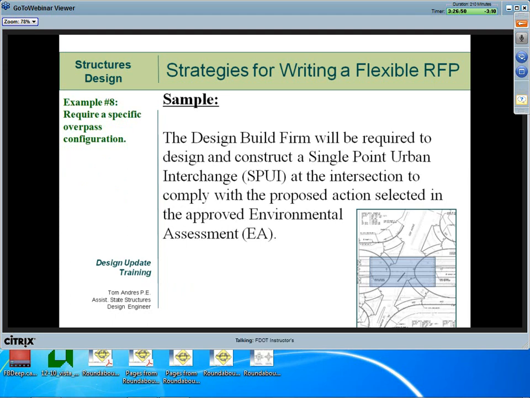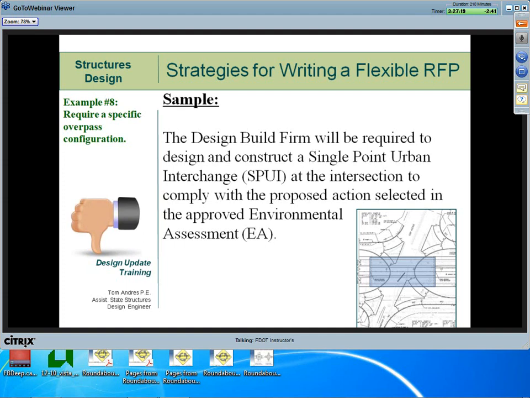Example number 8. Require specific overpass configuration. In this case, the RFP is requiring a single point urban interchange at the intersection to comply with the approved environmental assessment. Probably not. A little bit too restrictive. Whereas the language may be perfectly accurate, the tone is probably too restrictive.